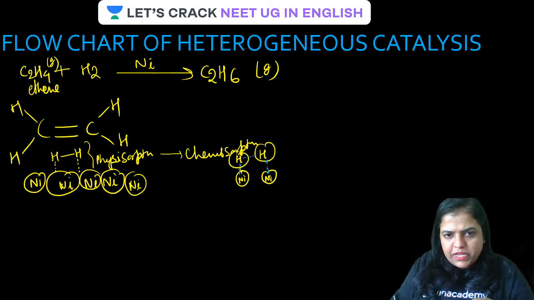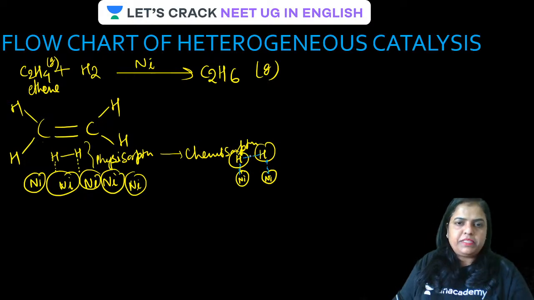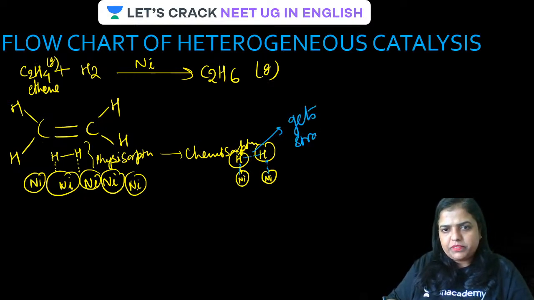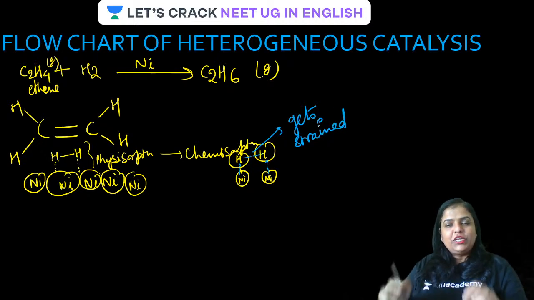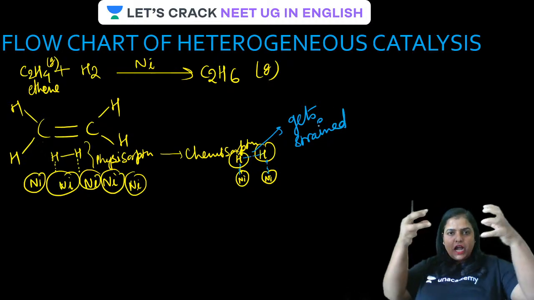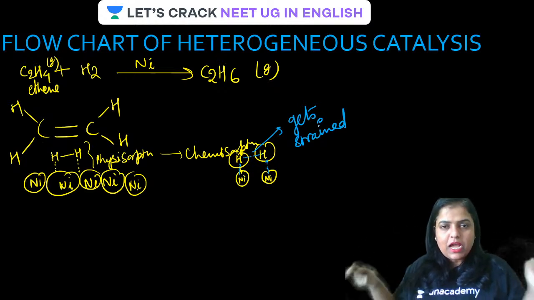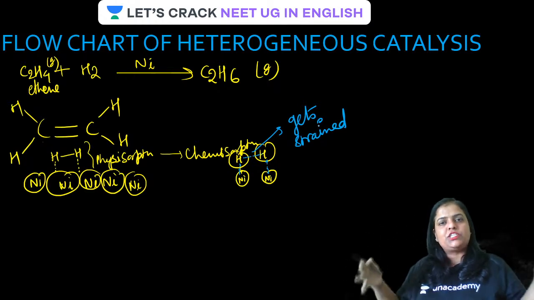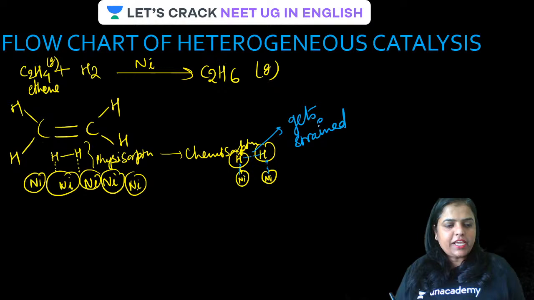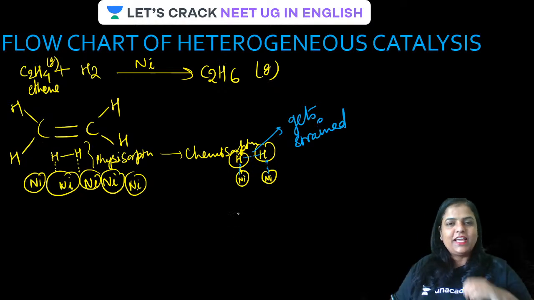And this particular bond gets strained up. Here the strain happens. This gets strained up. All clear? Due to this strain, the bond between the hydrogen molecule gets broken down, and both the hydrogen atoms get adsorbed on the surface of nickel. All clear, guys? All clear?